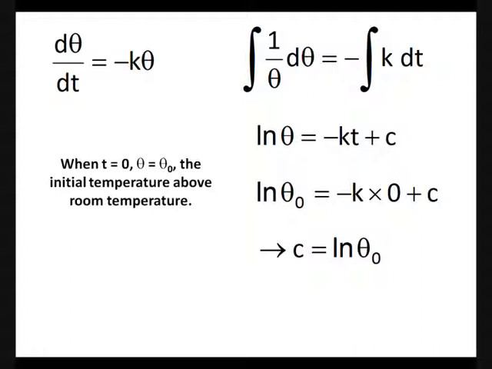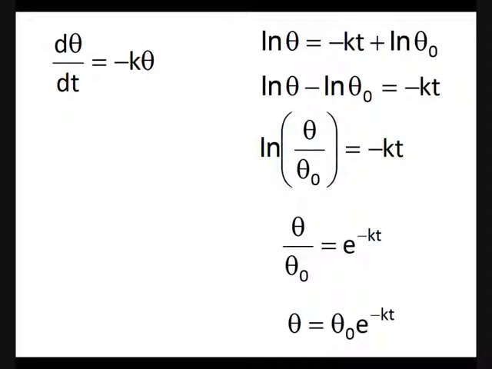So we stick in theta 0 for theta, we stick in 0 for t, and we find out that c, the constant of integration, is ln theta 0. Substituting that back in, we have ln theta is minus kt plus ln theta 0. If we get all our logarithms on the left, we can get a minus sign, and then we can write ln theta over theta 0 equals minus kt.